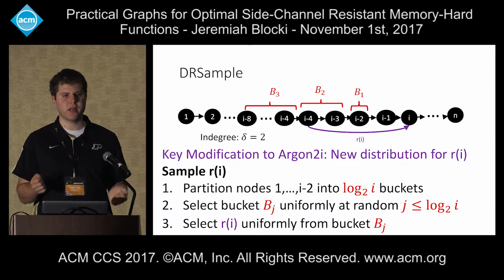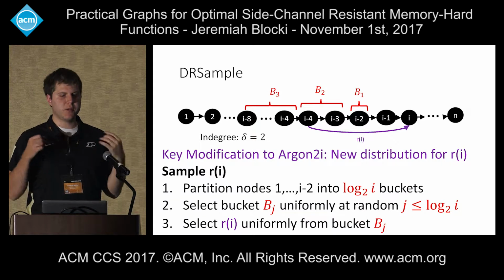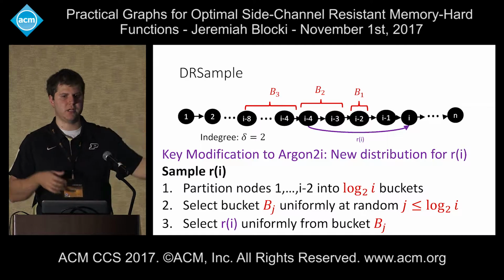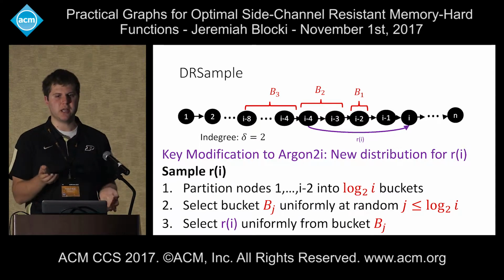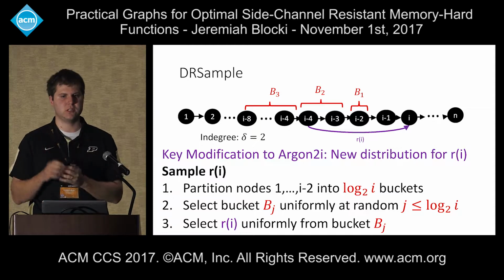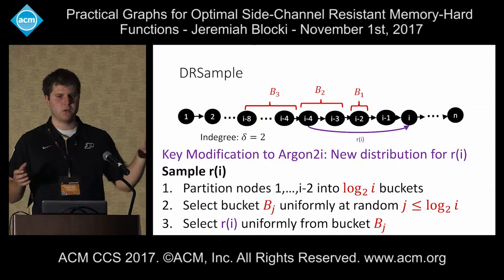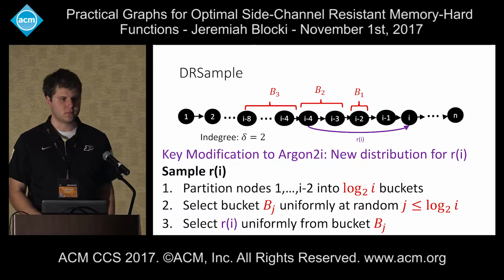Now I should note here that if you sample this predecessor uniformly at random, you're basically going to ignore buckets like B1, B2, and B3, because if you pick your predecessor uniformly at random, it's highly unlikely that you're going to pick something close to node i. Our distribution is biased a little bit more towards picking closer edges.